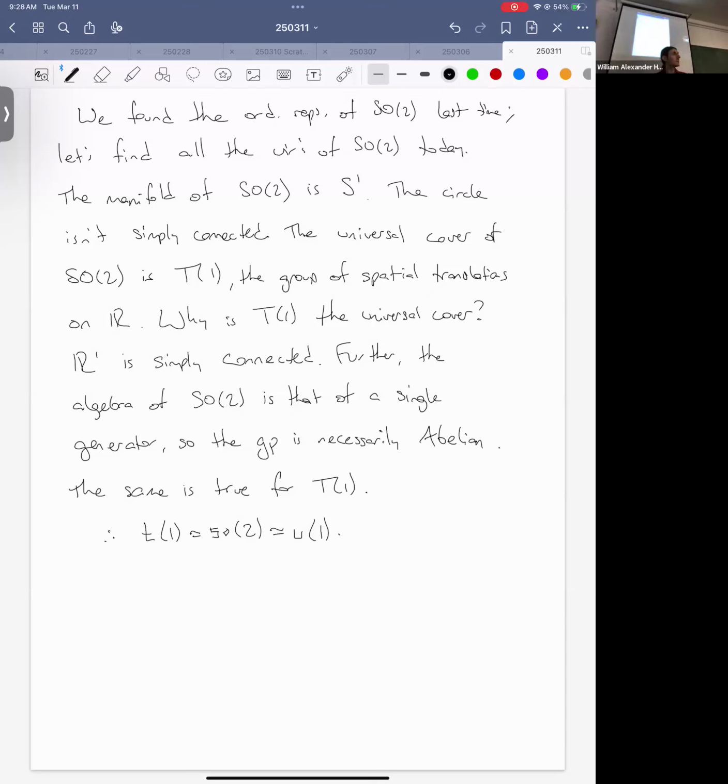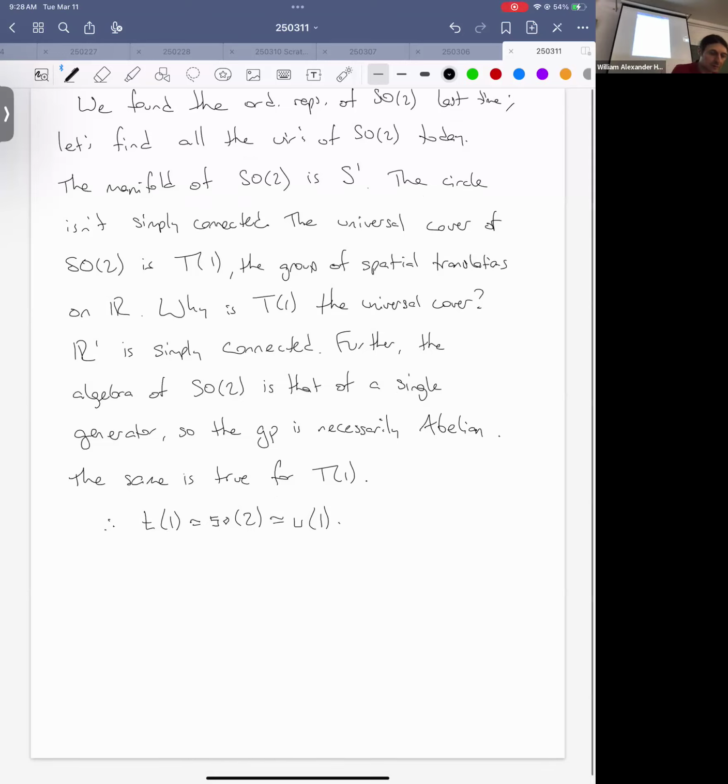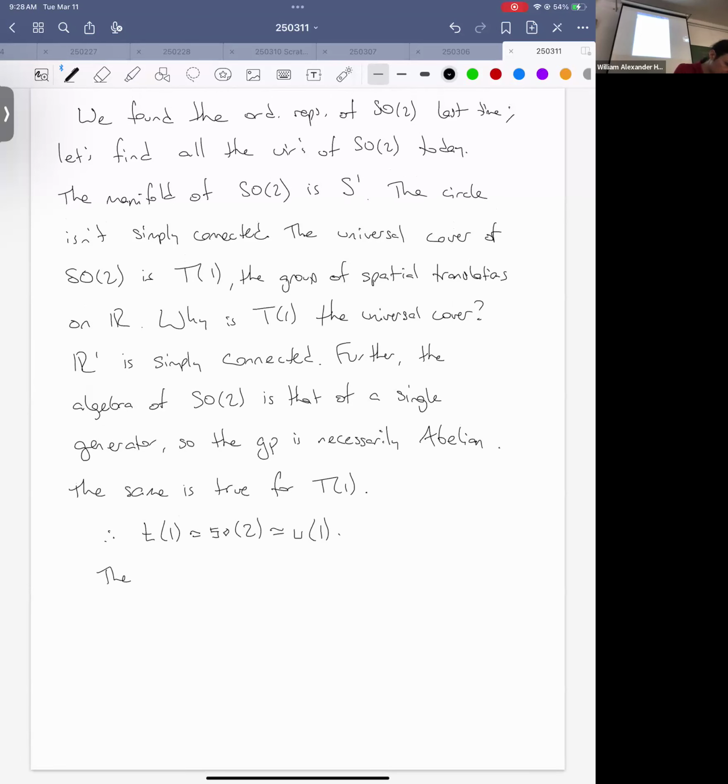We know SO2 doesn't view as groups. Oh, okay, we showed it previously. Yeah, so that's true for groups. It's also true for the algebras. Good. So what are the unitary irreducible representations for the group of translations?